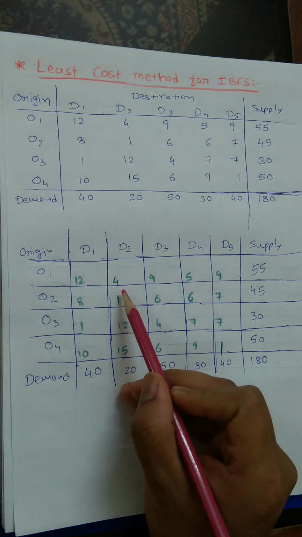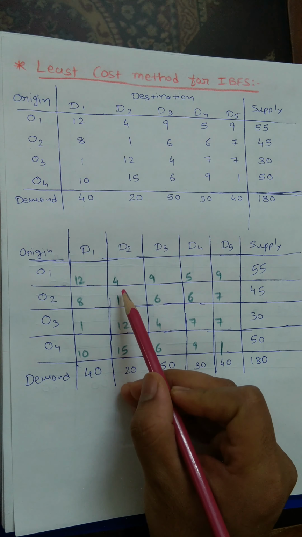In O4D5, what would be the value? 40. So now compare these three, O2D2, O3D1 and O4D5. I will pick the O4D5 cell as I can give the maximum units in this cell, 40. So write 40 for the allocation. Now as you can see, the demand of the D5 column has been satisfied, so the D5 column is eliminated. And the remaining supply for the O4 row will be 50 minus 40, that is equal to 10.